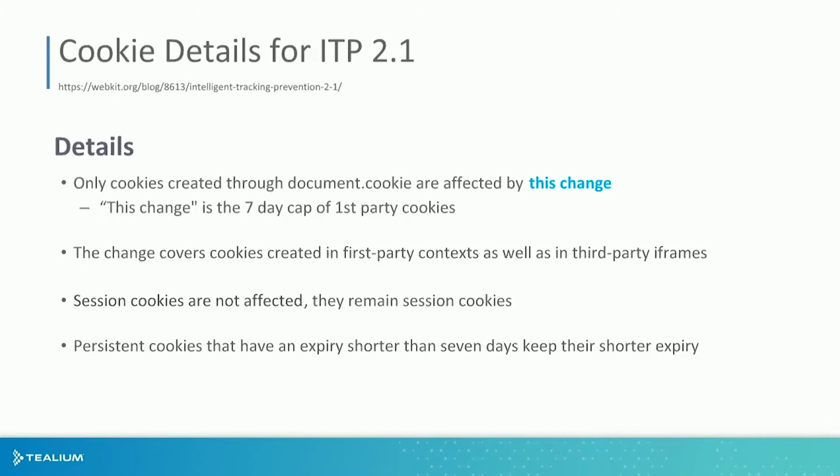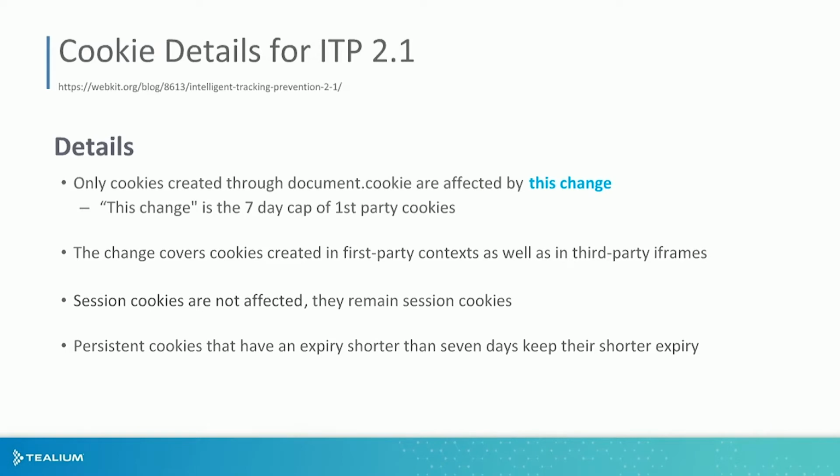So here's 4 bullet points that Apple put on their ITP 2.1 blog around cookies. And these bullets are exactly what they posted on their blog. So the first bullet is only cookies created through document.cookie are affected by this change. document.cookie is the JavaScript way of setting a cookie. So they're going after client-side set cookies now in 2.1.